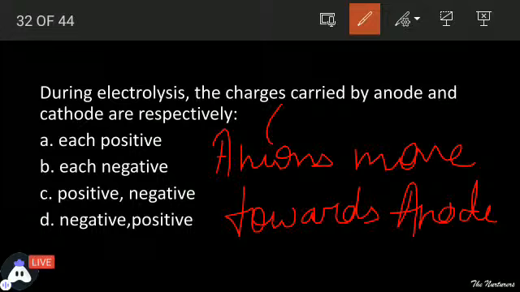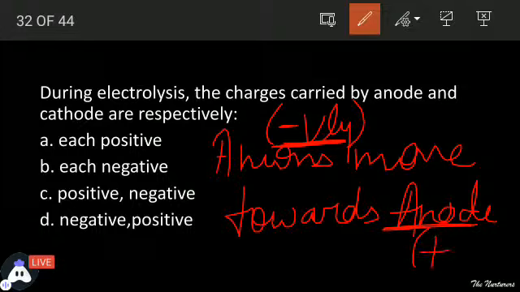सो एनायंस क्या होते हैं? नेगेटिवली चार्ज आयंस. अब नेगेटिवली चार्ज आयंस किस पे जाएंगे? पॉजिटिव इलेक्ट्रोड पे जाएंगे, क्योंकि हमें पता है अपोजिट चार्जेस अट्रैक्ट ईच अदर. तो ये एनायंस किस पे गए हैं? ये एनायंस एनोड पर गए हैं.